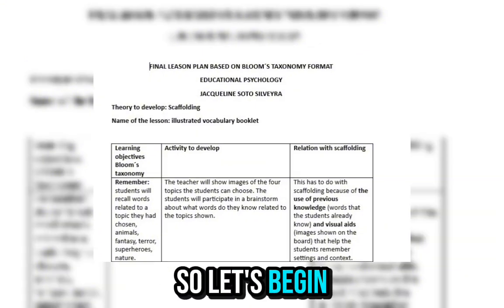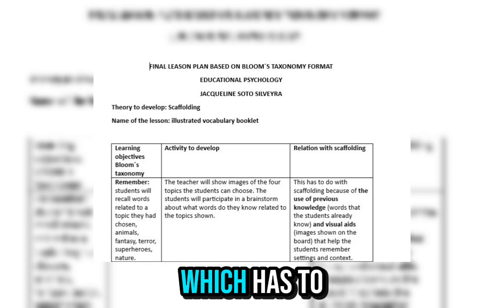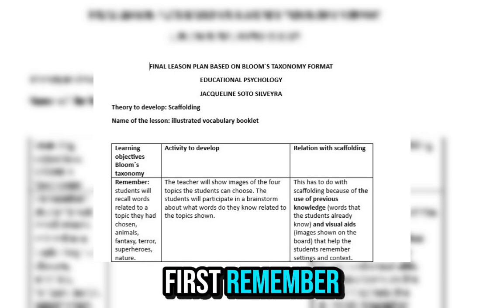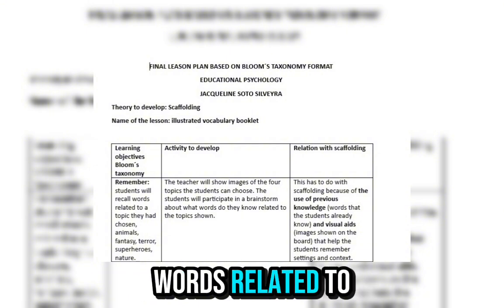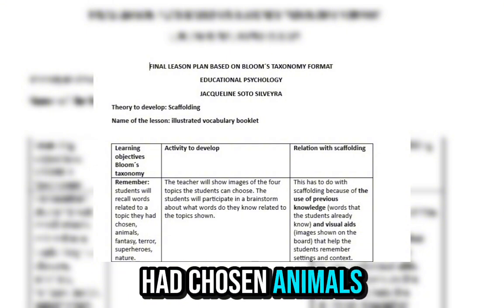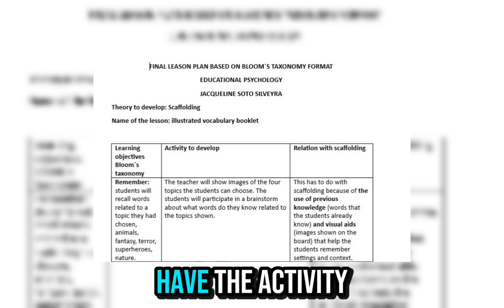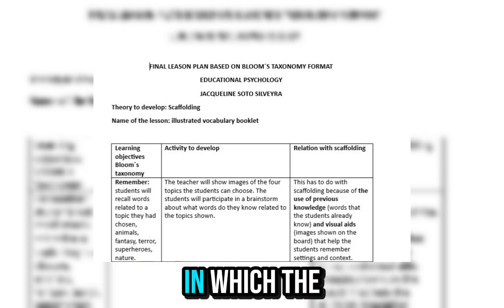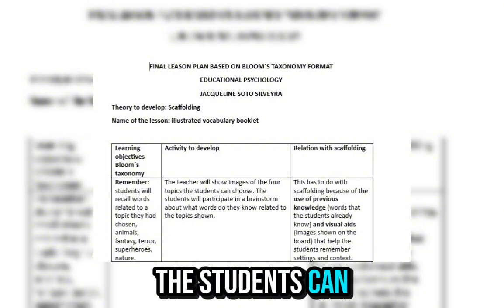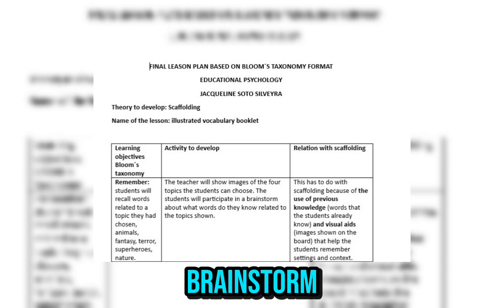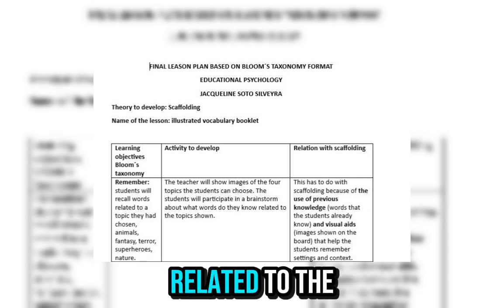So let's begin. In learning objectives, which has to do with Bloom's taxonomy, we have at first remember. Students will recall words related to a topic they had chosen: animals, fantasy, terror, superheroes, nature. And then they have the activity to develop, in which the teacher will show images of the four topics the students can choose. The students will participate in a brainstorm about what words they know related to the topics shown.